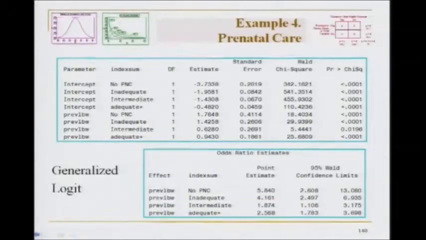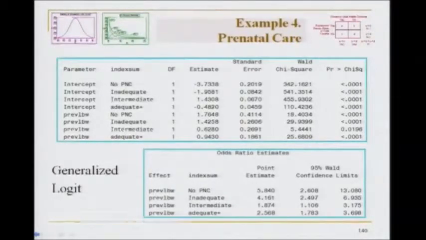So let's look down here. Again, always compared to adequate care, right? If you were a multiparous woman who had a history of previously delivering a low birth weight baby, what's your likelihood of getting no prenatal care compared to adequate, inadequate compared to adequate, intermediate compared to adequate, and then adequate plus. And it's the same pattern, obviously, that we saw in just looking at the tables, right? This is not a multivariable model. It's just got the one variable in it.